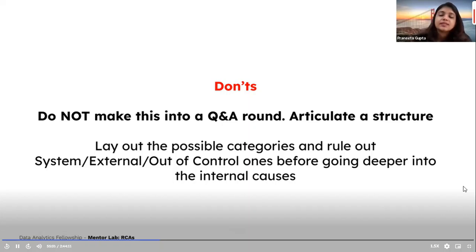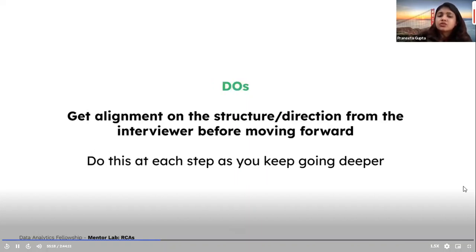If they suggest some changes, then think along those lines and incorporate those. What you shouldn't do is continuously ask, "Can you tell me this? Can you tell me how this will work?" That kind of structure will not help you in any way. So the do's is, of course, get alignment on the structure or the direction from the interviewer before moving forward.